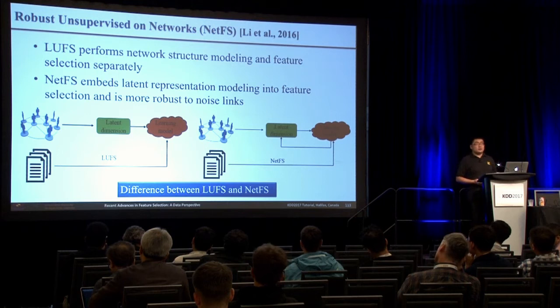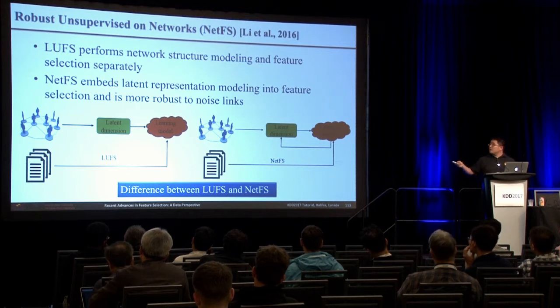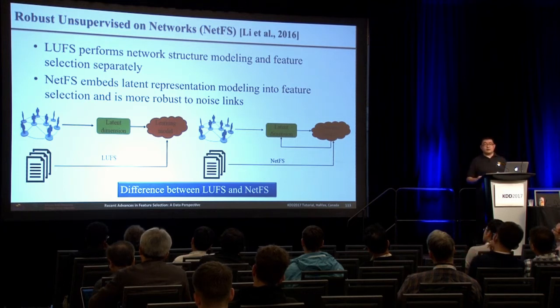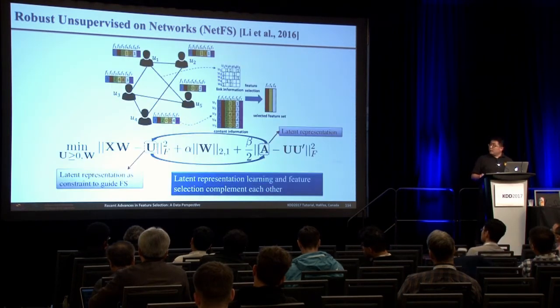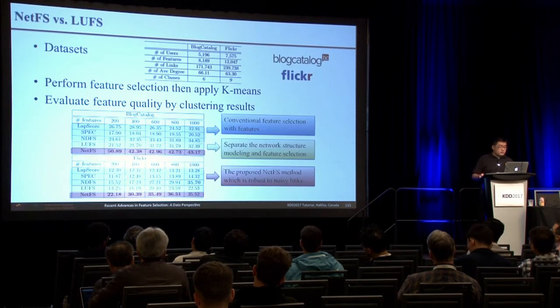In this way, if the network structure contains much noisy information, good features can help us learn better latent representations, and in turn the good latent representations can also help us find good features. I will not cover the details of this method, but we can show some experimental results.